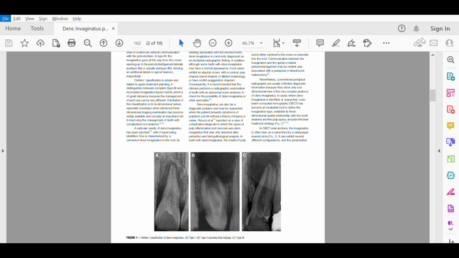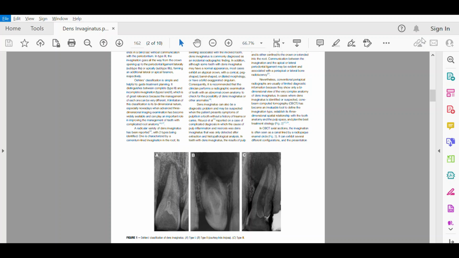Oehlers classification in 1957 is the most widely used classification, and it includes three types based on the vertical extension of the invagination. In figure 1, image A is type 1, which consists of invaginations that are limited to the tooth crown and do not penetrate the root.